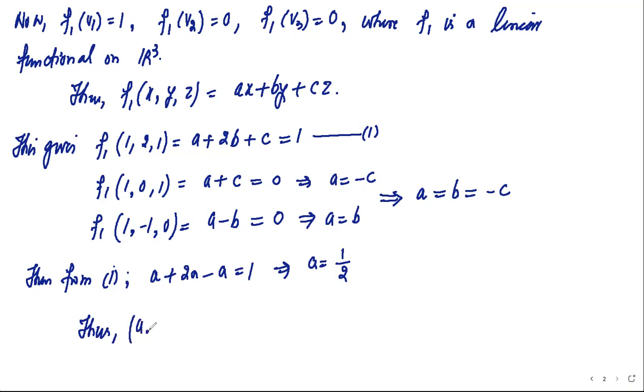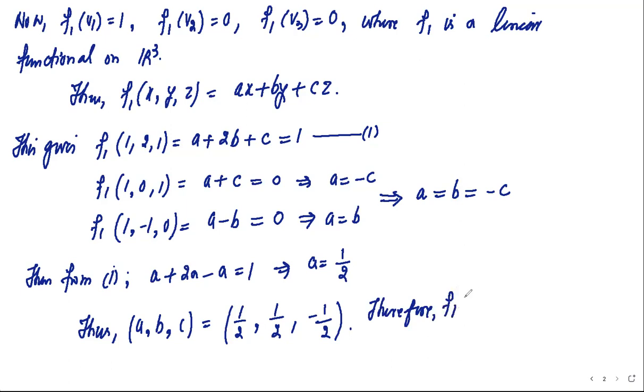So thus this triplet a, b, c can be obtained from this equation. Since a is equal to 1 by 2, and a is equal to b, that means b is also equal to 1 by 2, and a is equal to minus c means c is equal to minus 1 by 2. So therefore, this f1 of (x, y, z) is equal to x by 2 plus y by 2 minus z by 2.